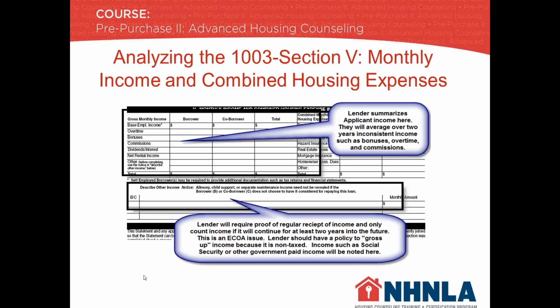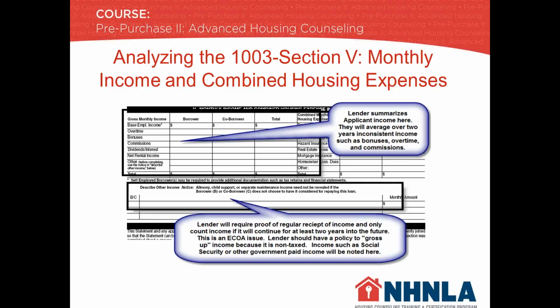Also keep in mind that if you have non-taxable income, things like Social Security, the lender is going to have a policy as to whether or not they gross it up in order to help the borrower qualify for a larger mortgage amount. And that's just because since it's a non-taxable source of income, there's no tax on it, so your gross and your net are the same.